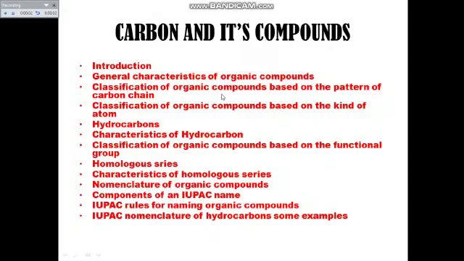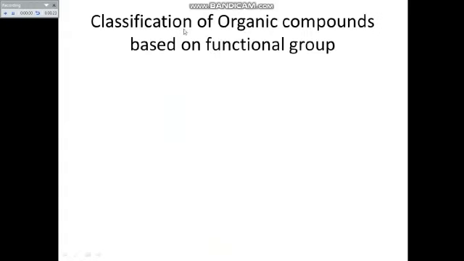In the last session, we discussed the classification of organic compounds based on the kind of atom, hydrocarbons, and the characteristics of hydrocarbons. In this session, we are going to discuss the classification of organic compounds based on the functional group, homologous series, and characteristics of homologous series. These are the three subheadings we are going to see. First, classification of organic compounds based on the functional group.